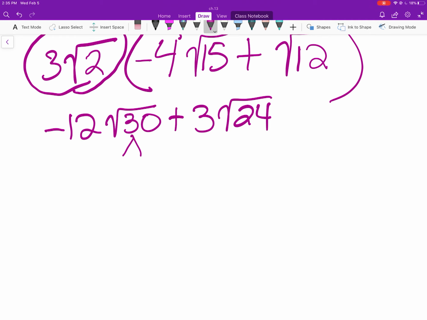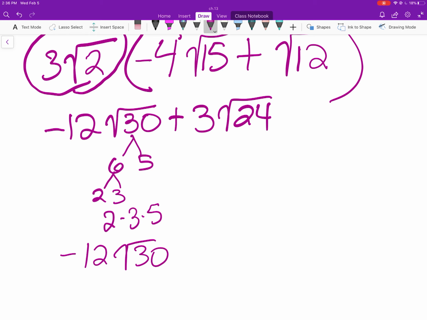Now we're just going to break down 30. Y'all can use other things like 3 and 10, 2 and 15. And we have a 2, a 3, and a 5. Well, there's no pairs, okay? We have no pairs. So everything is just going to go right back inside. So the answer is literally negative 12 square root of 30.